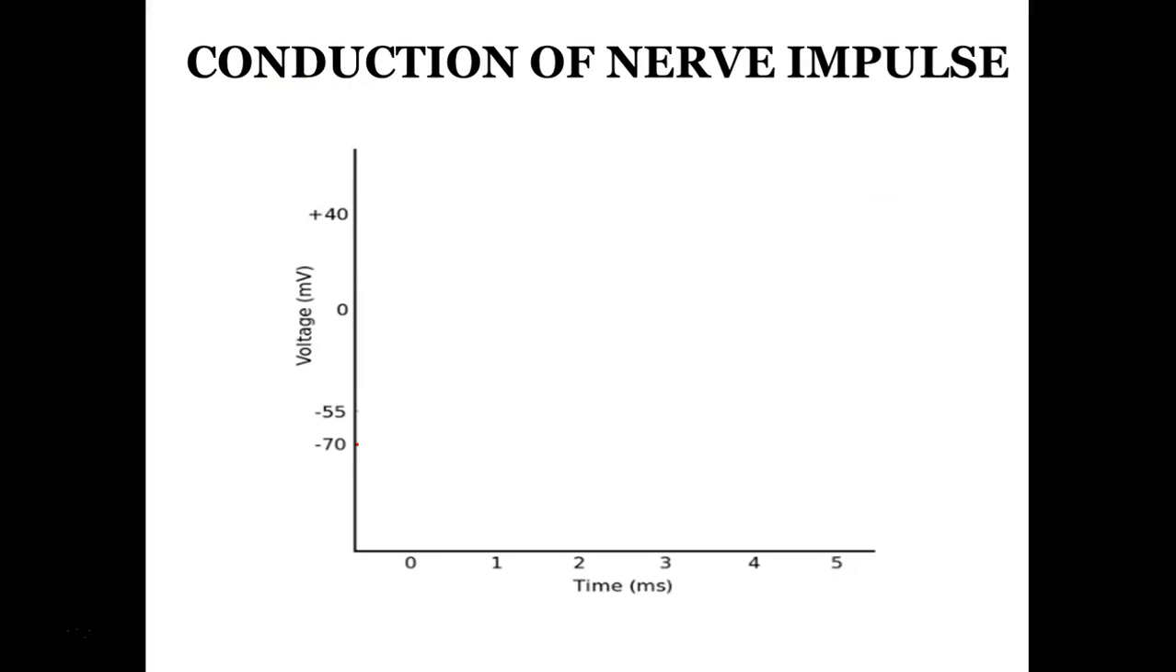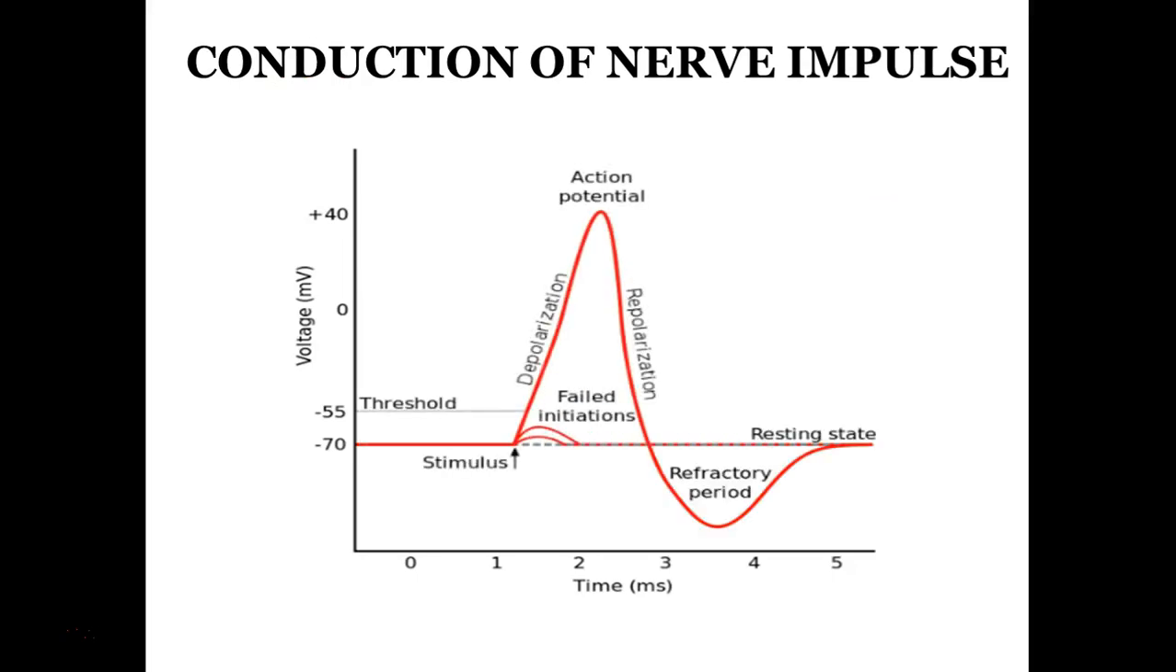We can understand this with the help of a graph. As you can see in the graph, at minus 70 mV, which is the resting potential, when a stimulus is given, if the stimulus is weak, then there are certain failed initiations, as you can see there. But when the signal reaches a certain point, so that membrane potential reaches minus 55 mV, at that point action potential is generated, that is depolarization occurs. During this phase, as we have already understood, sodium ions enter inside the membrane.